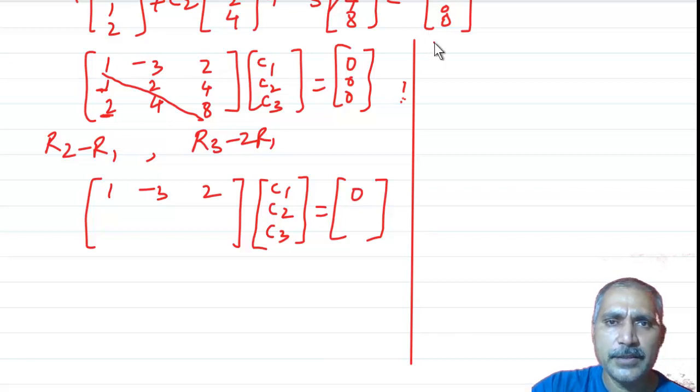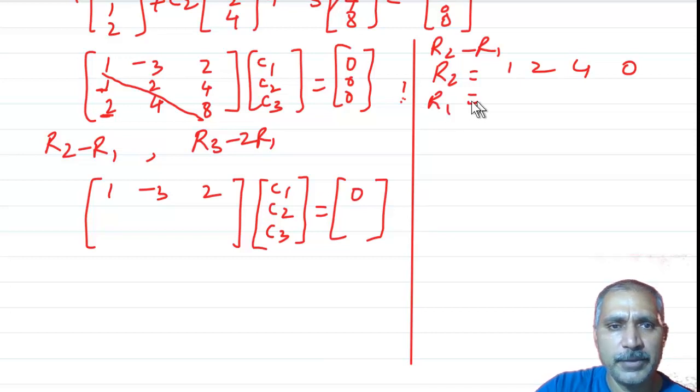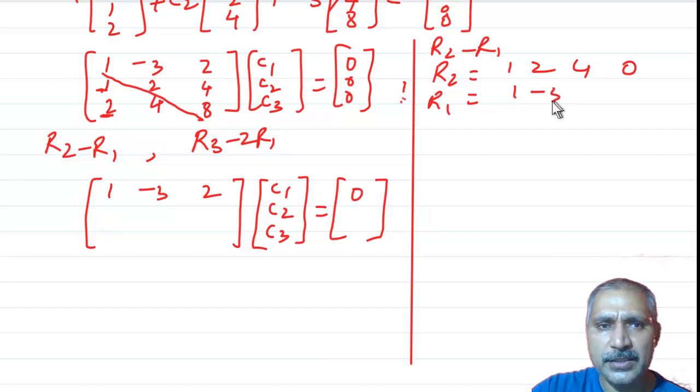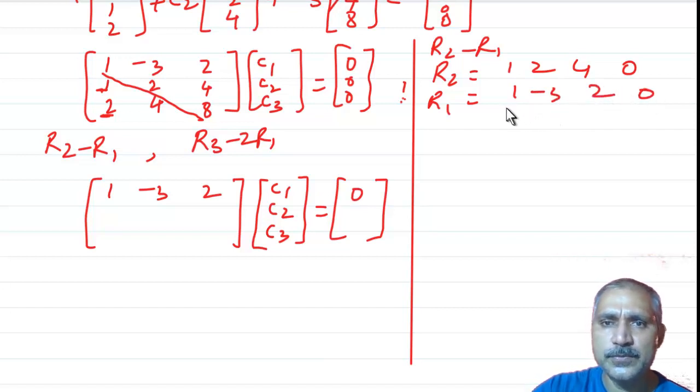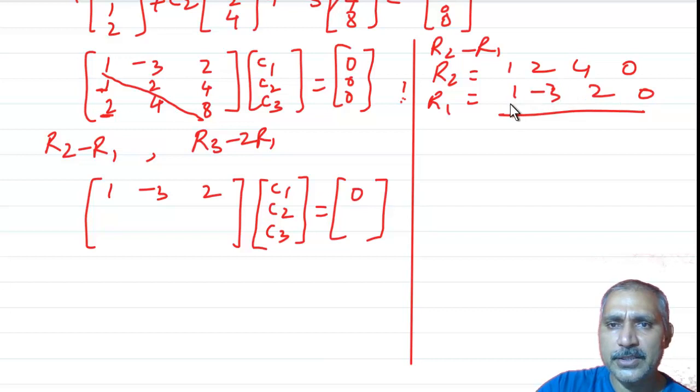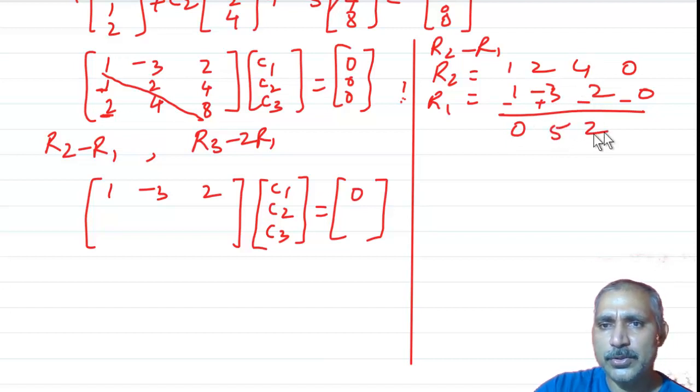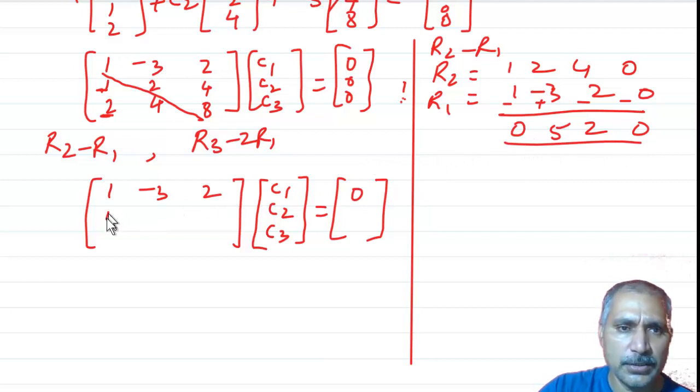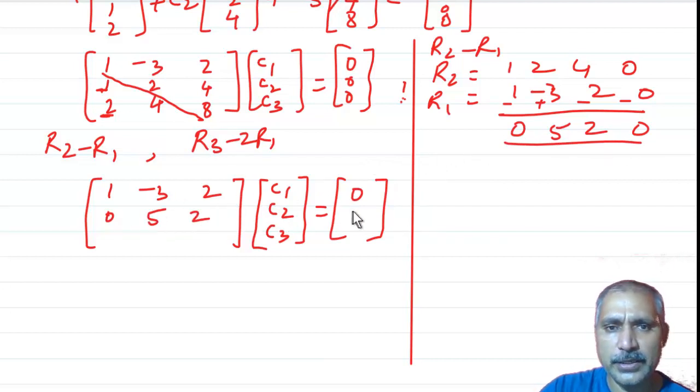Part here, that is R2 minus R1. R2 elements are 1, 2 and 4 and 0. R1 elements are 1, minus 3, 2 and 0. We are subtracting, so the sign will change. This will be 1 minus 1 is 0, 2 plus 3 is 5, 4 minus 2 is 2, and 0 minus 0 is 0. We got the new row number 2, that is 0, 5, 2 and 0.